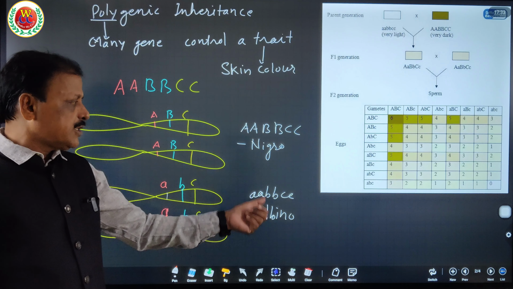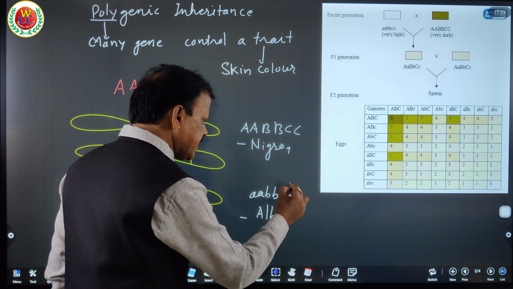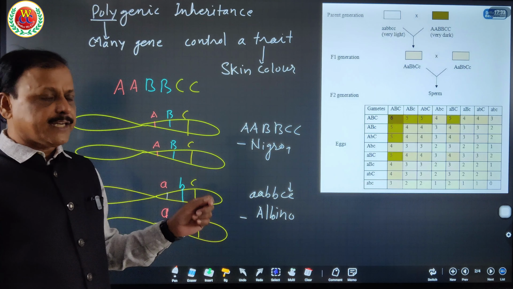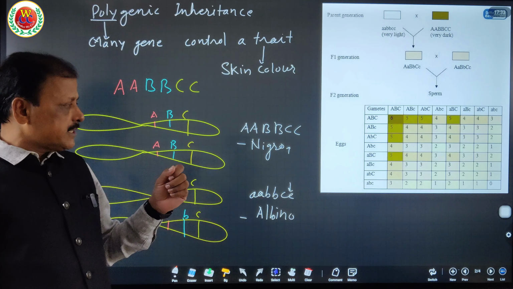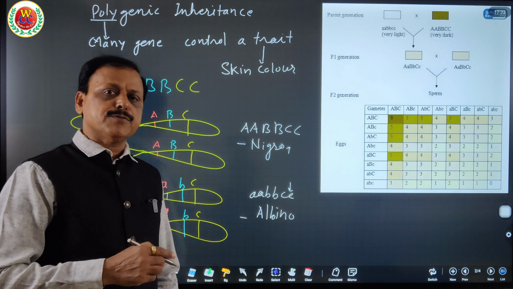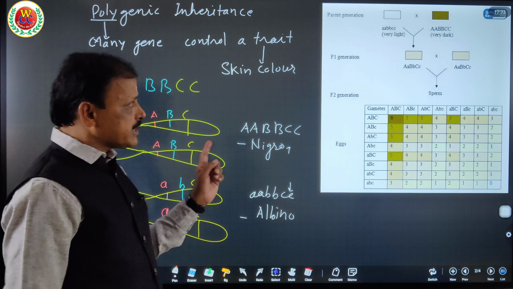So these are the two colors, but in between these two colors many shades exist, and that is what we have to understand. Hence it is said that it is a quantitative or cumulative or additive inheritance, because the number of genes in their dominant form creates an additive effect by producing more melanin pigment with respect to sunlight and controls a trait. Therefore, to understand, we can go to the second page.